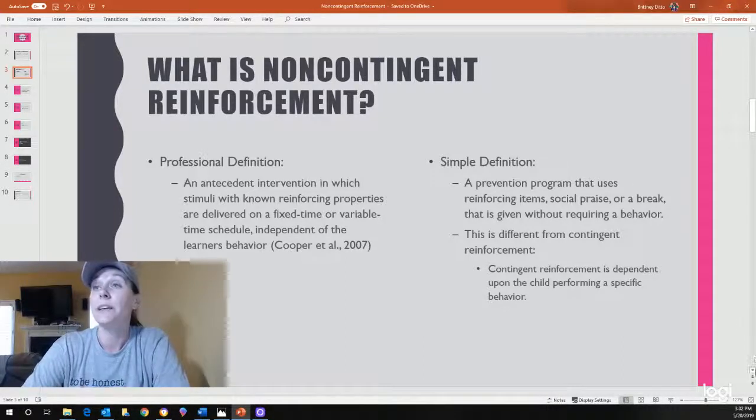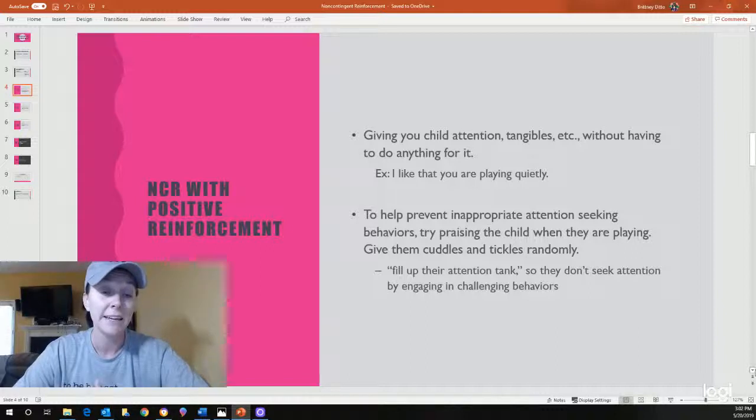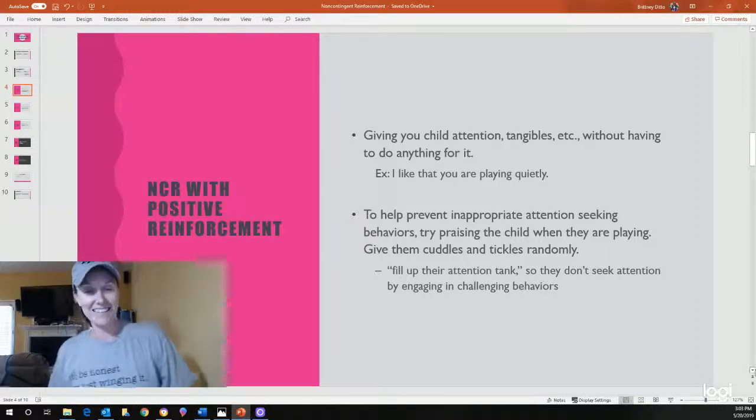So to continue on, as we've talked about before, there's positive reinforcement, negative reinforcement, and automatic reinforcement. And you can use non-contingent reinforcement with all three of these things. Isn't that fun?